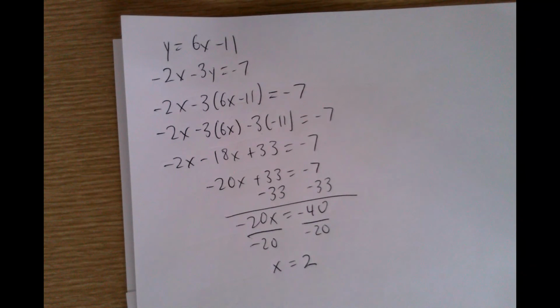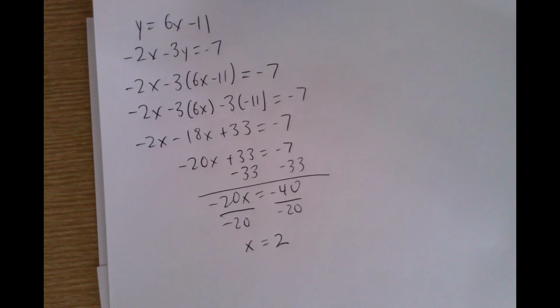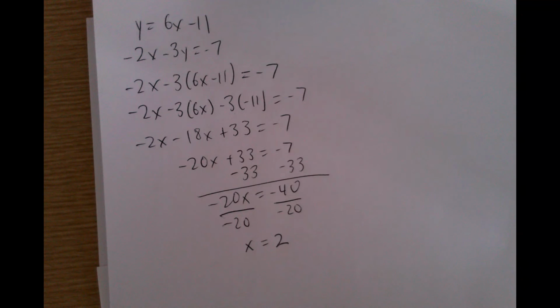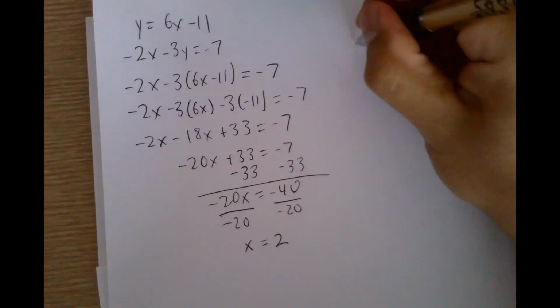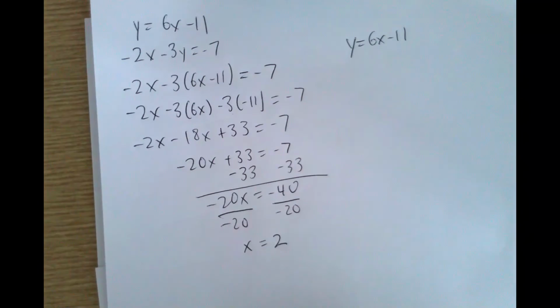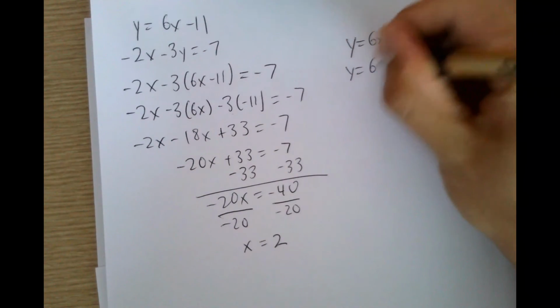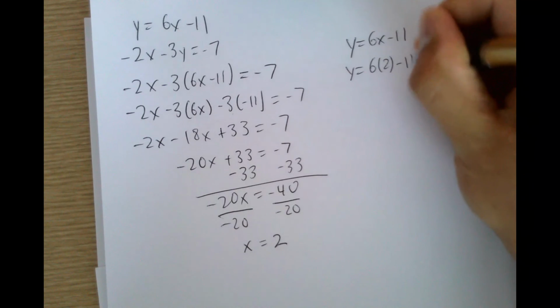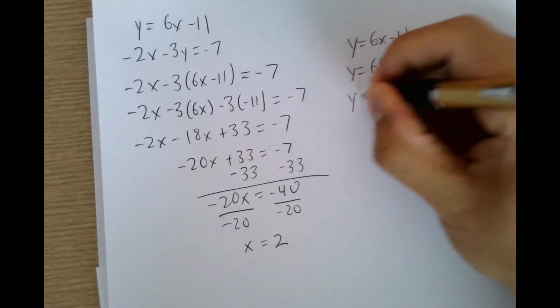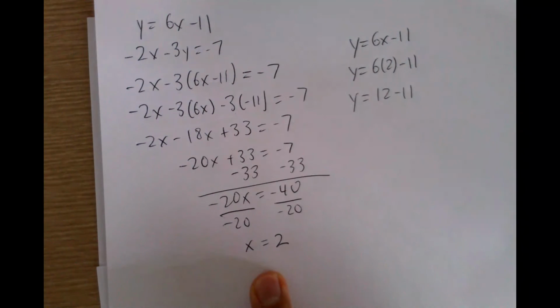So we're actually almost done. Since we found our x value, we can just plug it into our first equation again, since it was simplified for us. We know that x is equal to 2, so y equals 6 times 2 minus 11. We get y is equal to 12 minus 11. And actually, you can plug the x value into either equation. That totally works.